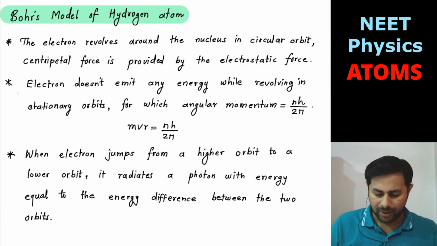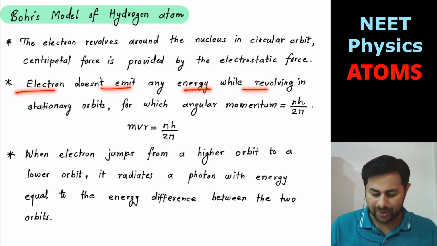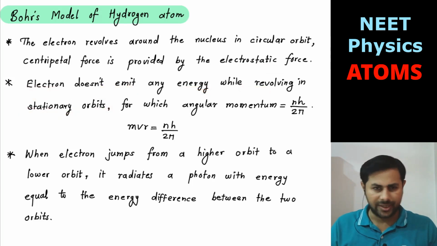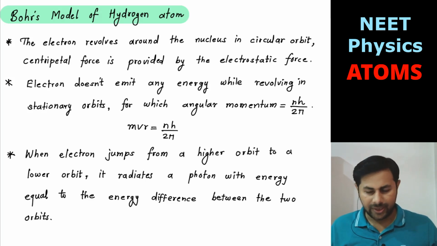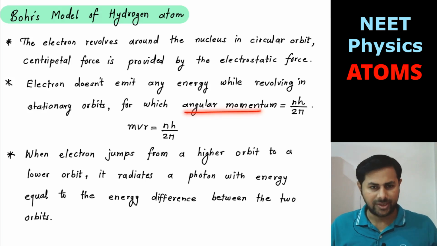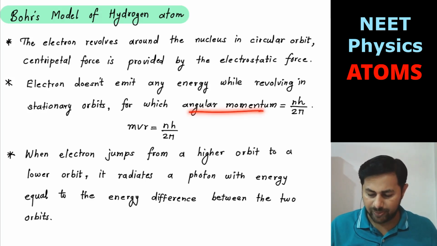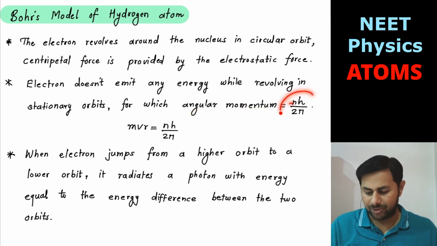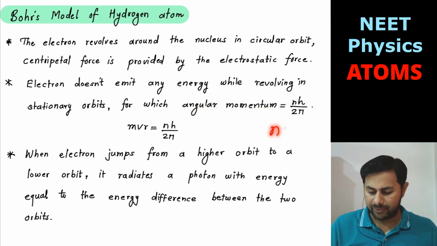After that, the electron doesn't emit any energy while revolving in stationary orbits. Now he didn't give any reason for this, but he said that there are some orbits which are stationary. That means there is a fixed distance, a fixed radius, and if the electron revolves in that radius, it will not emit any energy. But what is the speciality of that orbit? The angular momentum of the electron is equal to nh by 2 pi, where h is Planck's constant.